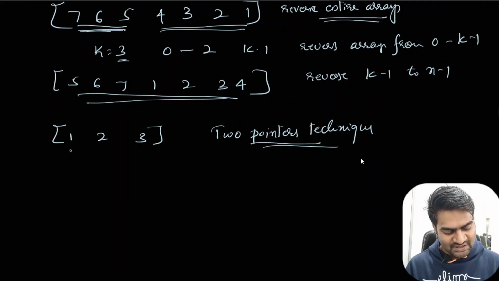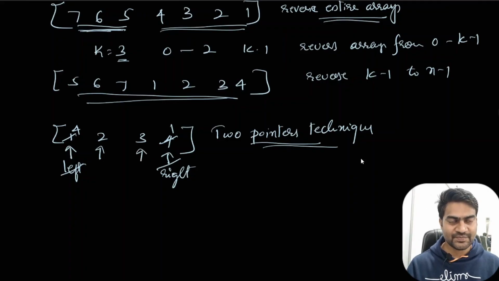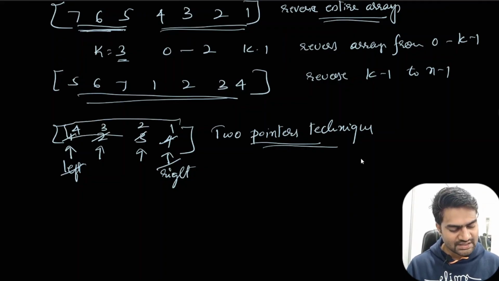So now I will take a left pointer and a right pointer, maybe I will add one more number. This is my left pointer, this is my right pointer. Now I will swap them. Then I'll increment my left and decrement my right. Then again I'll swap them, and I am done. I got my reversed array. So this reversing is done in place, right? That's where our two pointers technique comes to help.